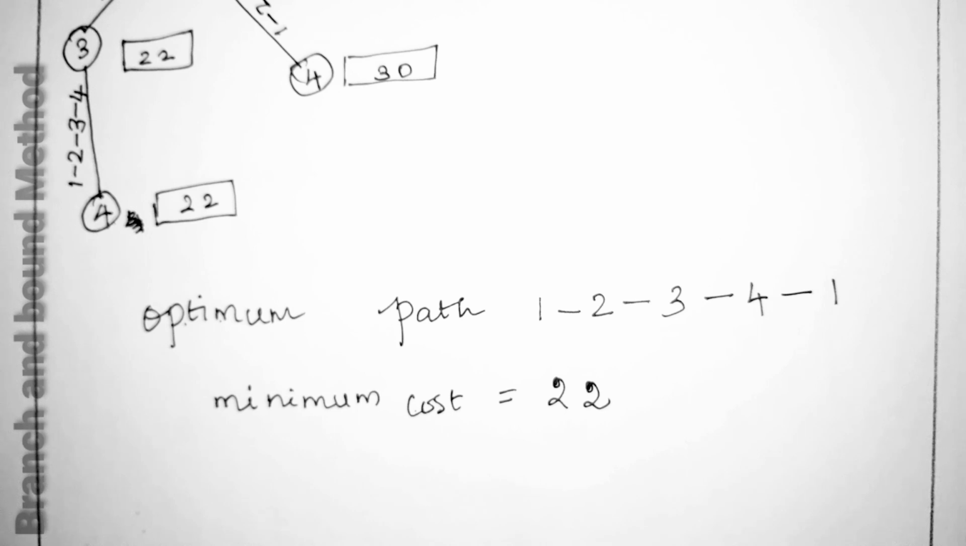In this way, you have to find the optimal path and the minimum cost using the branch and bound technique. This method is quite interesting and easy to understand.